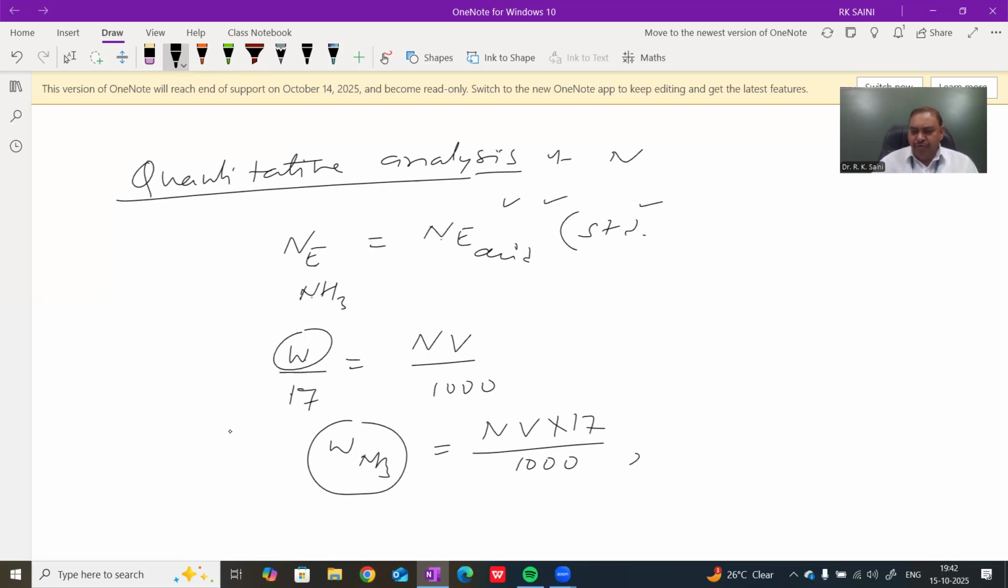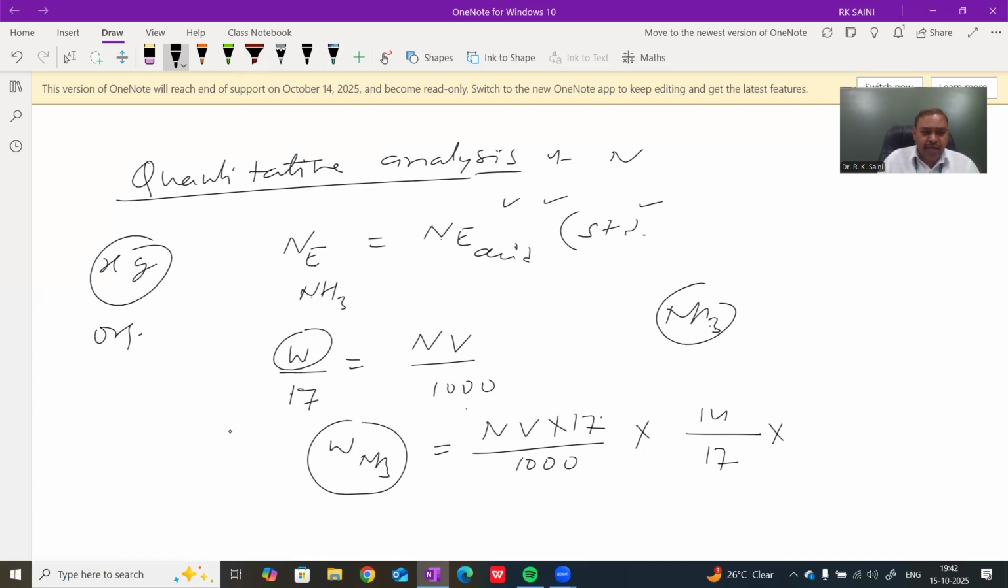This is the weight of ammonia. In the organic compound, we know that 14 gram nitrogen is present in 17 gram of ammonia. Therefore, the total amount of nitrogen comes from X gram of organic compound taken under investigation. Therefore the percentage of nitrogen is the weight of nitrogen divided by X into 100. It is the percentage of nitrogen in the organic compound.